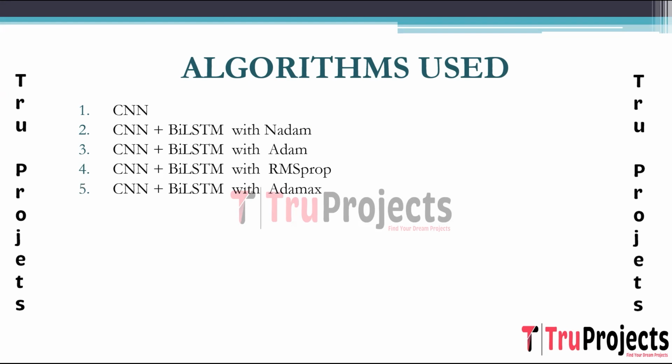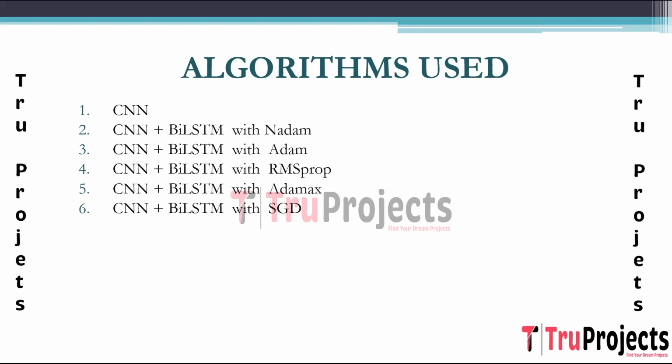The next one is CNN with BiLSTM with ADAMAX. This configuration employs ADAMAX as an optimization algorithm in the hybrid CNN with BiLSTM model. ADAMAX is a variant of the ADAM optimizer that uses the infinity norm, which is the maximum absolute value of the running average of past gradients. It simplifies the computation of the second order momentum. Its use in conjunction with the CNN and bidirectional LSTM aims to strike a balance between computational efficiency and effective feature learning.